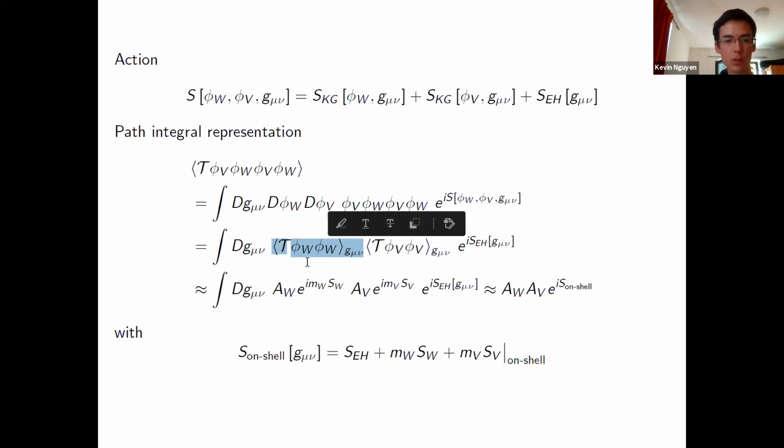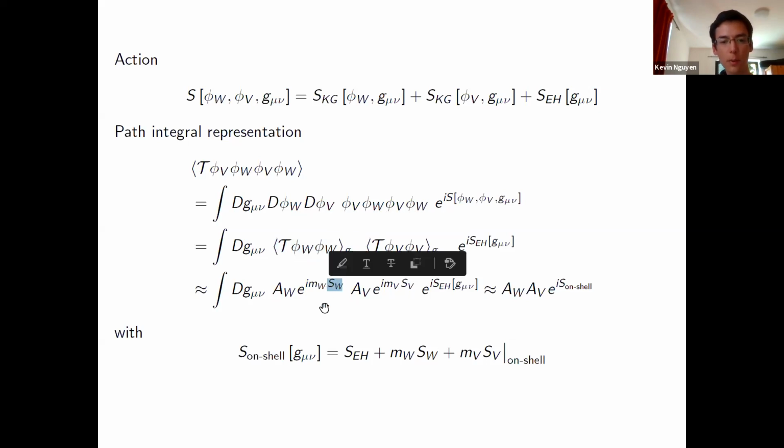2-point functions. So I'm going to replace this 2-point function by some amplitude times some highly oscillating phase factor, where S_W is the action of a geodesic connecting the 2 insertion points of this 2-point function. Similarly for this other 2-point function, so I get to this simplified version. And now I can perform this integral by saddle point approximation in the weak gravity limit.